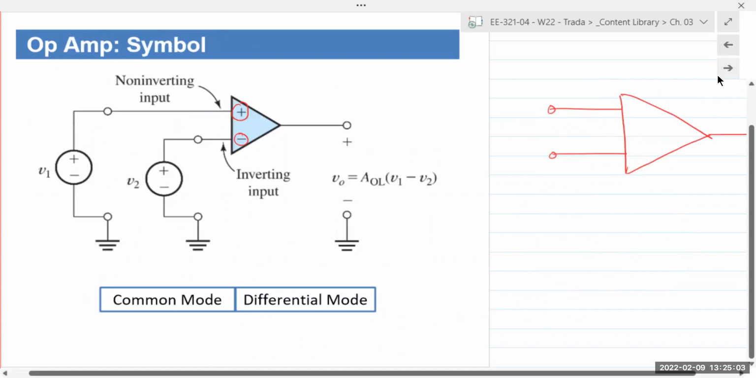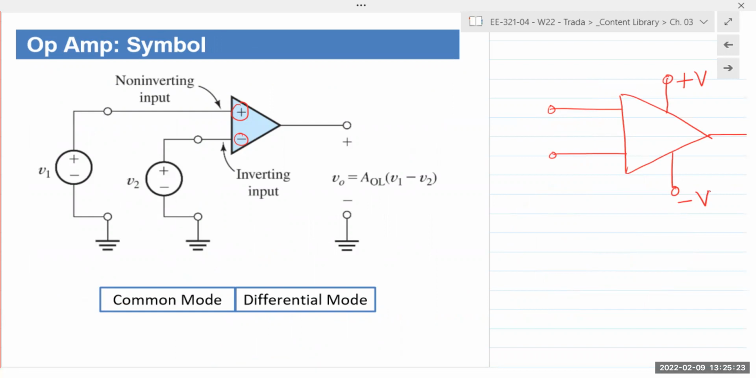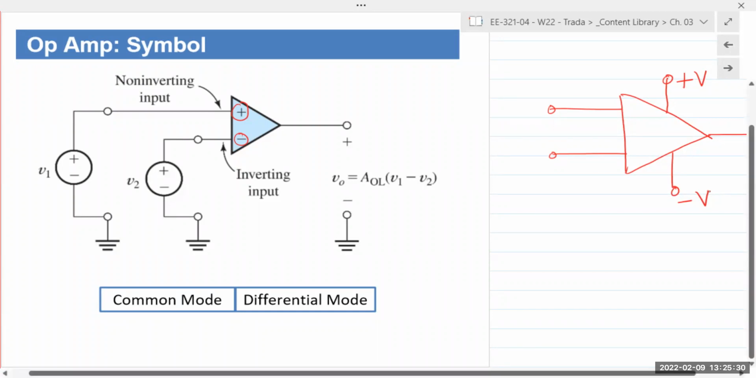The power supply terminals are typically not shown in an op-amp circuit, but if they are shown, they'll be written like this: plus VCC, or simply plus V and minus V. Those are typically referred to as the power supply terminals or power supply rails. In most op-amp circuits, we will not show the plus and the minus V.